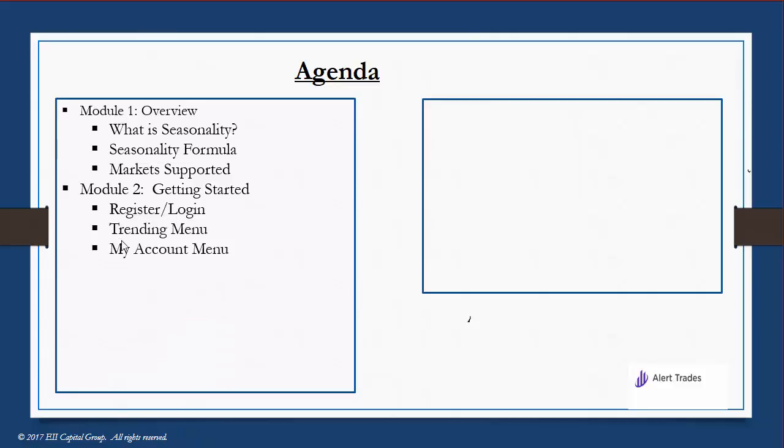Once you've done that, we're going to go for each of the individual menu systems. There's two menu systems that we have. One's called the trending menu, and the second one's called My Account. We'll go for each of those menu options there, what submenus are there, and explain what each of those options do and what features, functionality you have within each of those submenus.